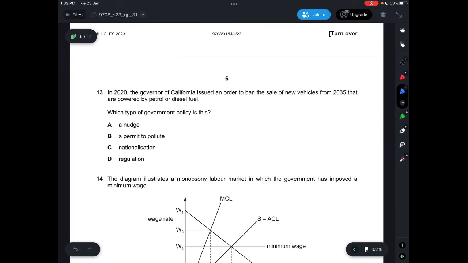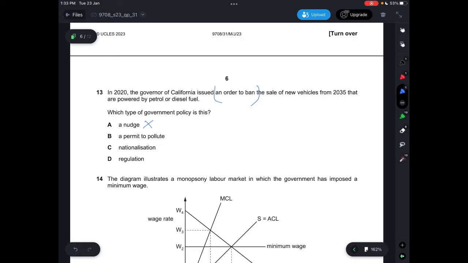Question 13. In 2020, the government of California issued an order to ban the sale of new vehicles from 2035 that are powered by petrol or diesel fuel. Which type of government policy is this? This one would have to be regulation. Why? Because A says a nudge. Nudge basically means nudge theory, to ask people to change to electric cars. But here it says an order to ban, so this has to be a rule, rules and regulations. B says a permit to pollute.